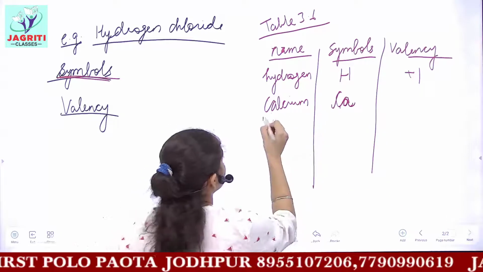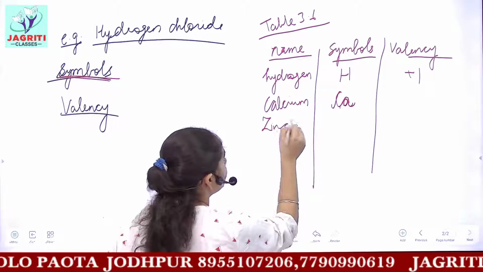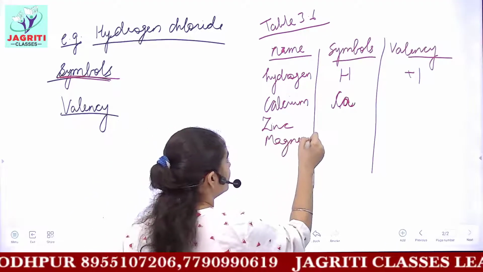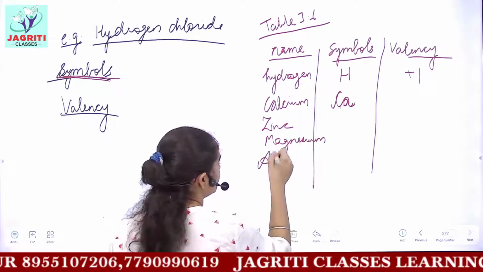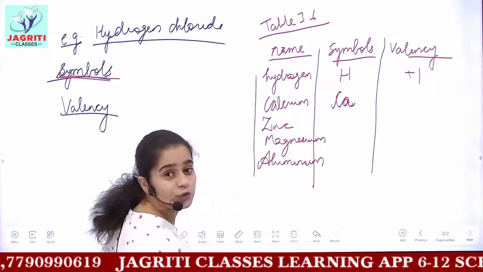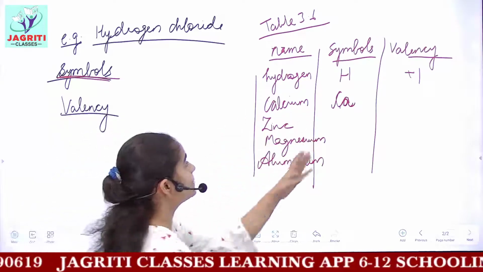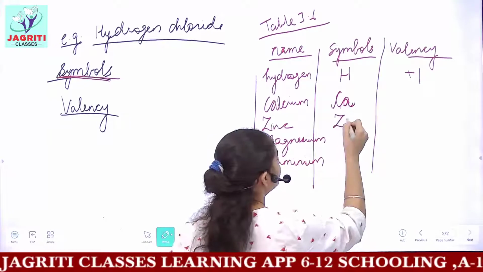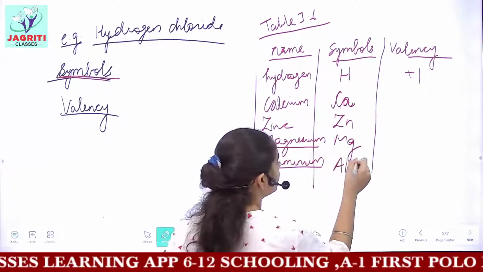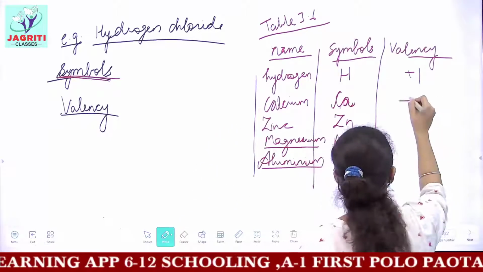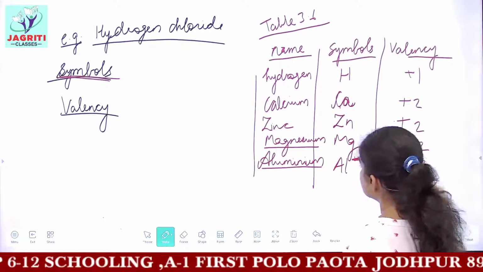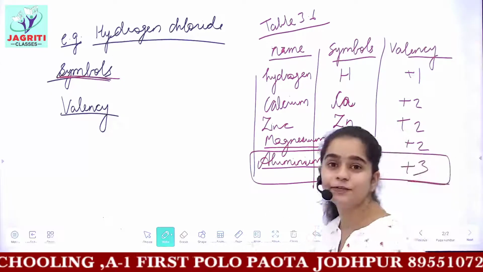So, other metals commonly included in the table are zinc. You will have magnesium here. Then you will see aluminium and such metals. Many more metals are included in this table. Their symbols and valencies I am writing, and you just need to learn their symbols. Without learning these symbols, you will not be able to form the formula. Okay? So these are the symbols and the valencies of the different metal ions.